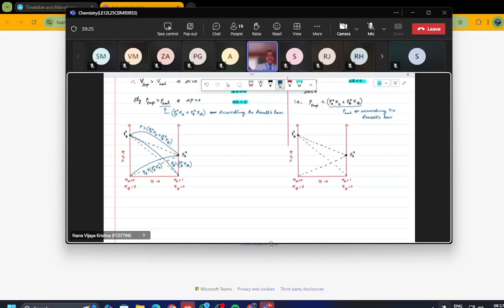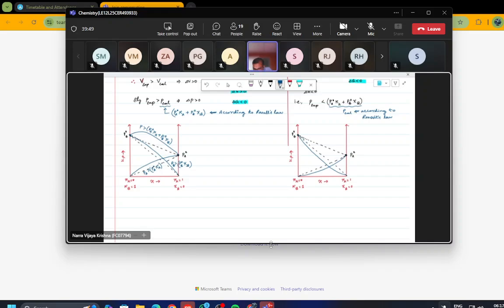Whenever it is becoming a mixture of both, it is deviating from Raoult's law. That's what I am writing. Any questions? Clear or not? Same way, can you predict the graph here? Can I get a graph like this here? Accepted? Here also I have to plot a graph like this.